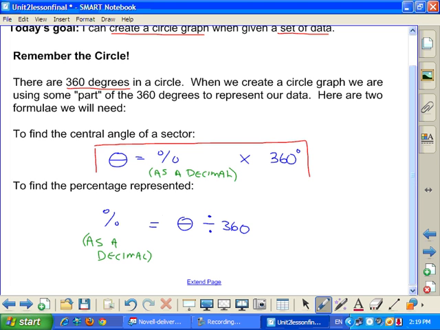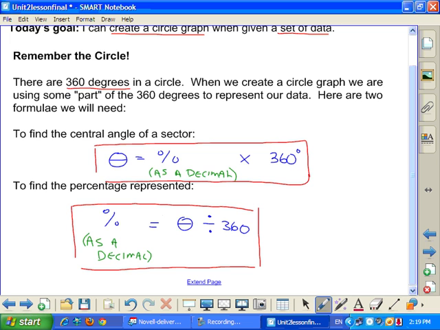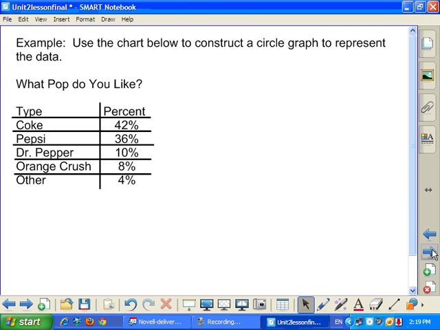I'm going to give you some examples to see how these formulas are actually used, because seeing the formula versus actually doing it are two different things, I realize. So here we go. Use the chart below to construct a circle graph to represent the data. So what am I going to do? Well, the first thing I need to know is angles. I need to know degrees here.